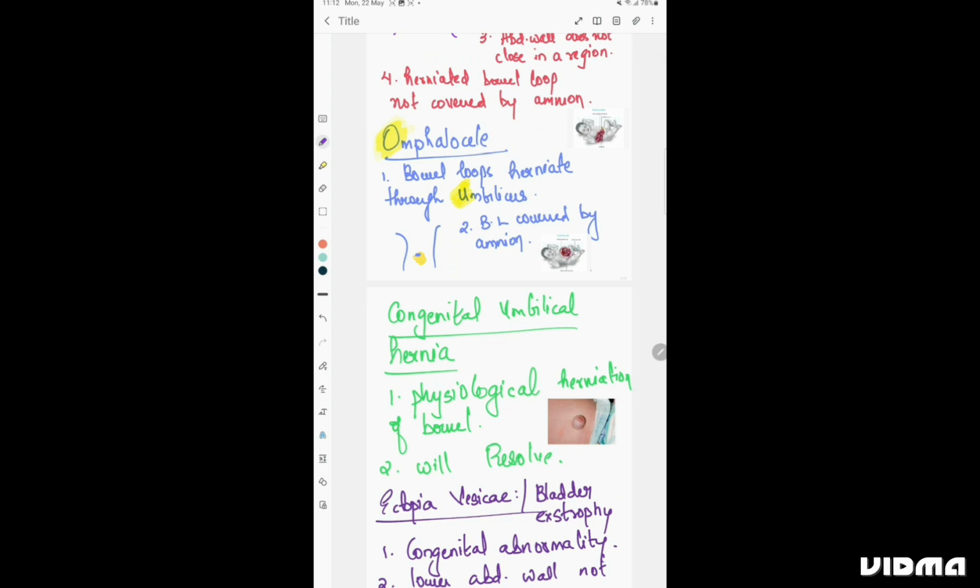Next is a similar condition called Omphalocele, guys. Here also the bowel loops will herniate, but where? Through the umbilicus the bowel loops will herniate, and here the herniated bowel loop is covered by the peritoneal layer.